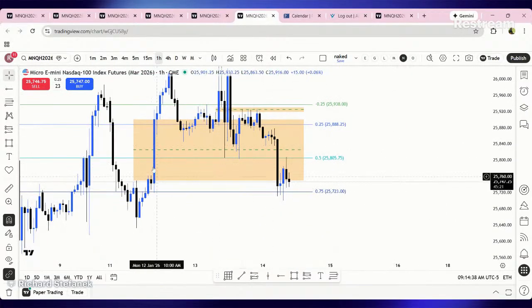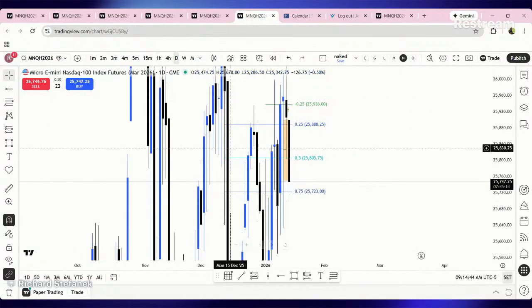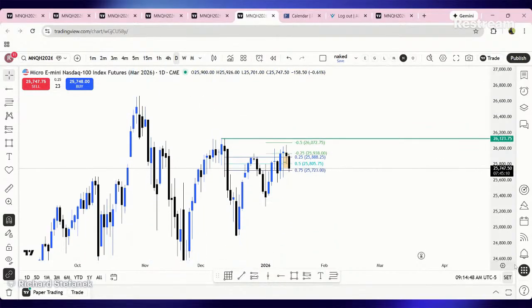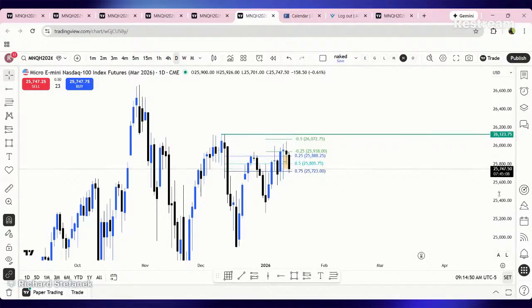On the 1 hour time frame again, we came up to the midpoint of this daily wick again. So we're still inside this daily wick. And if it was bullish, we would have wanted to see it stay above the midpoint, but it's not. So that's the reason why I'm also bearish for the time being, for a little bit.